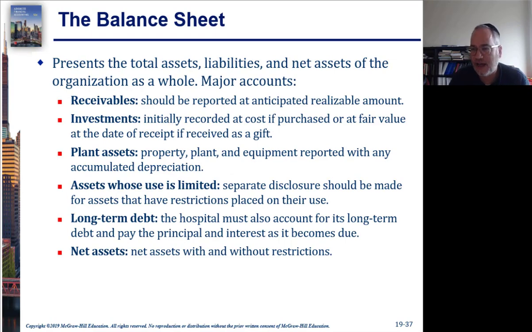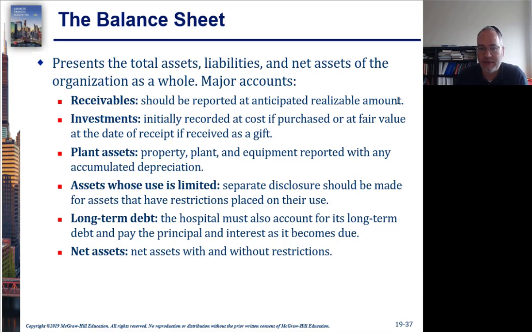The balance sheet is going to present the assets, liabilities, net assets. Receivables should be reported at anticipated realizable amount, meaning that oftentimes receivables include pledges, and you don't collect 100% of pledges. So you need to record the receivables at whatever you do expect to collect. Investments are initially recorded at cost, and then they're marked to fair market value. If they're received as a gift, then they would be recorded at fair market value at the date of the gift, and then again they would be adjusted to market value.